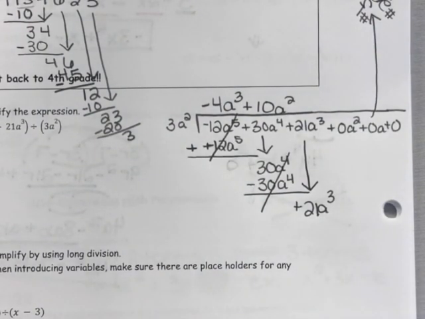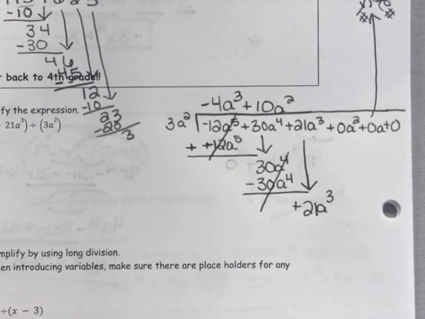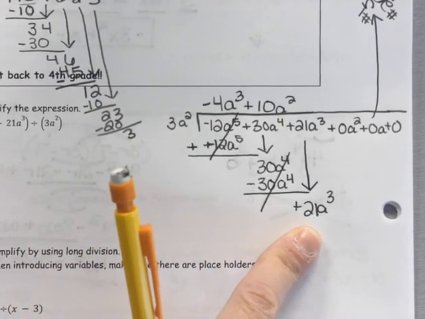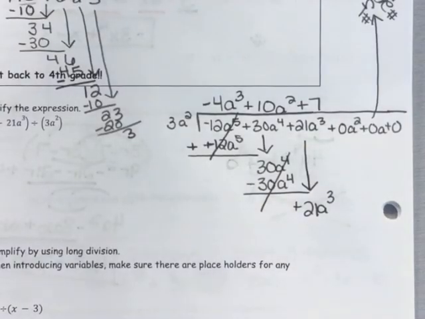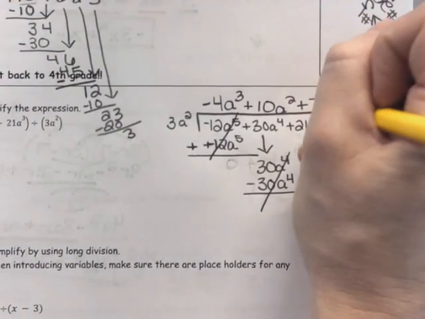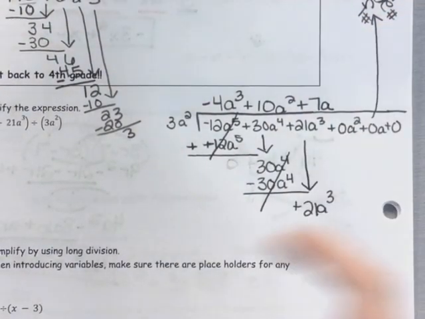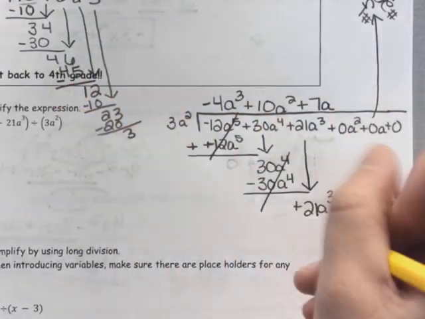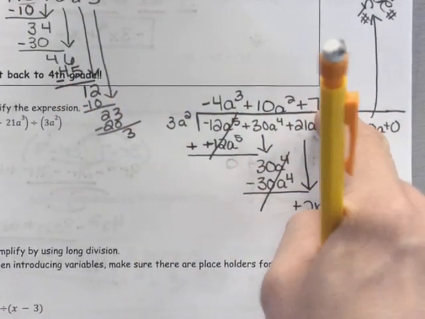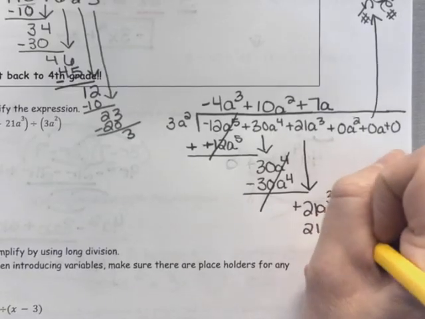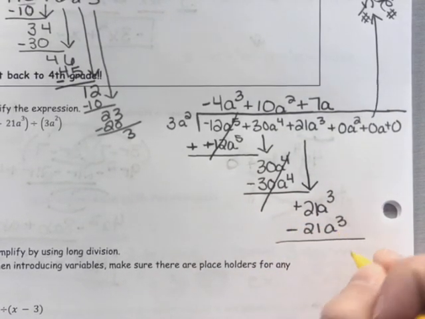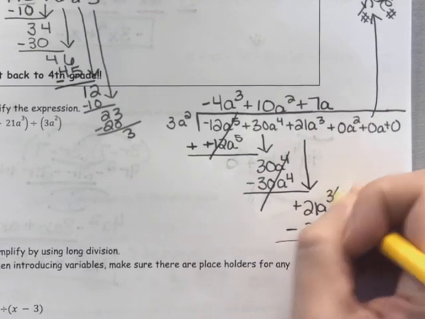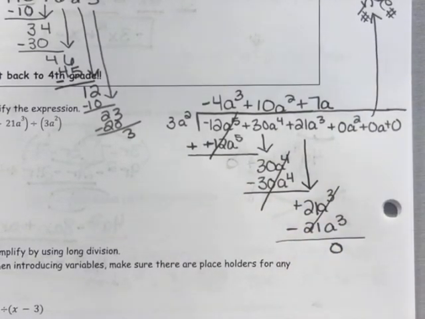You're done? Okay. All right. 3 times what is 21? 7. How many more a's do I need? 1 more a to get up to a cubed. All right, now 7 times 3, 21. A times a squared is a cubed. And then I subtract, and I end up with 0. I end up with nothing again.